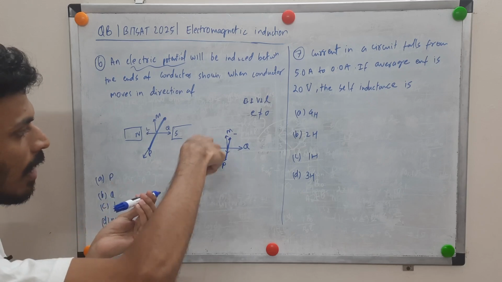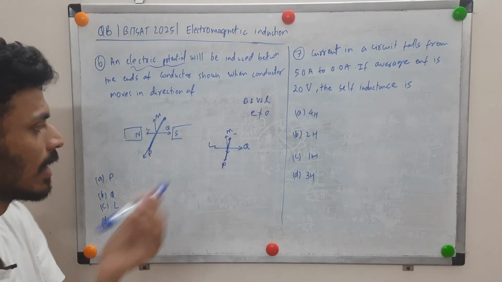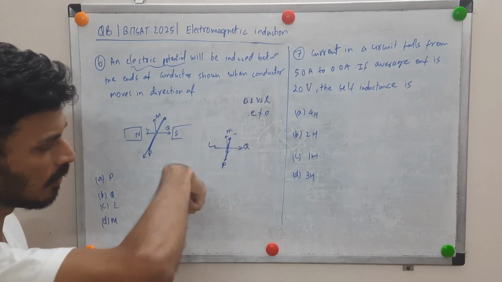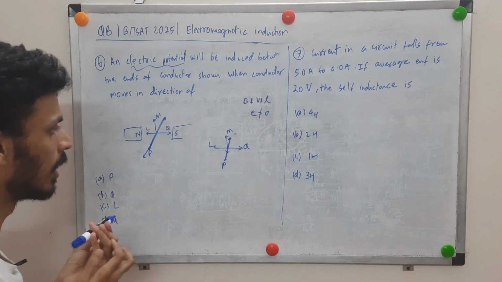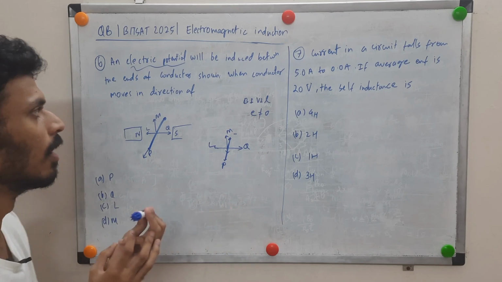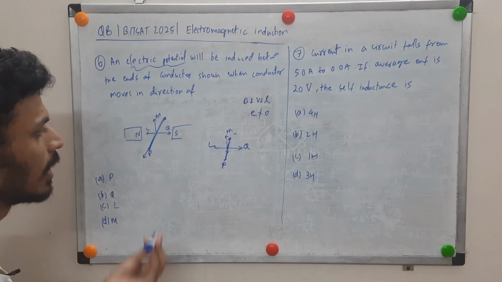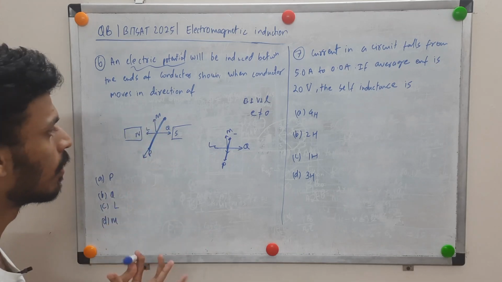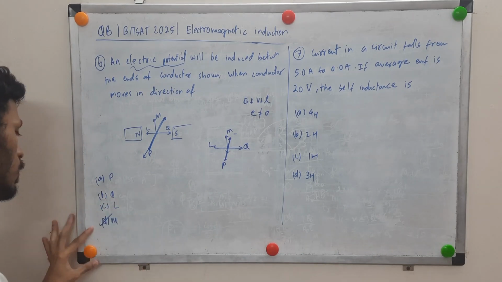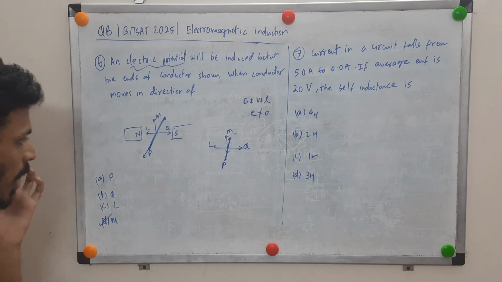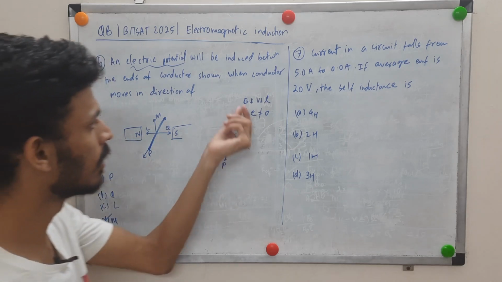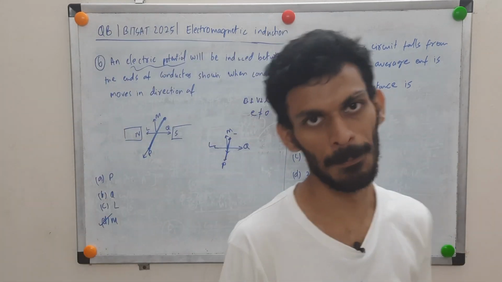So it can't move along the length. If it moves along P, the length vector and this motion will be in the same direction, no EMF. If it moves along the magnetic field, again how will it produce the potential difference, right? When it moves like this, all three are perpendicular, and we have the EMF set up. So option D should be correct. V should be along M.